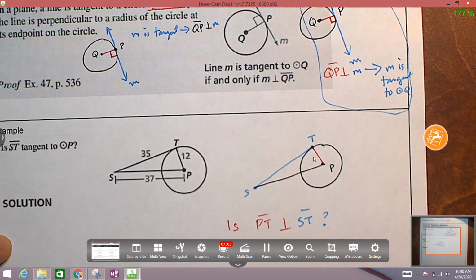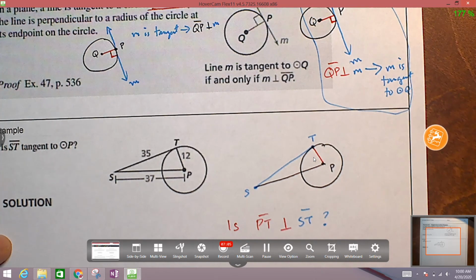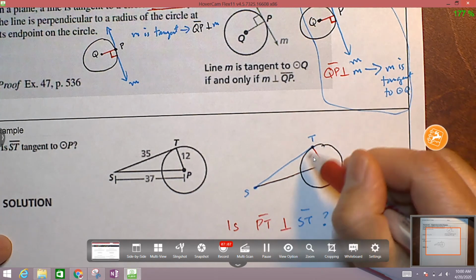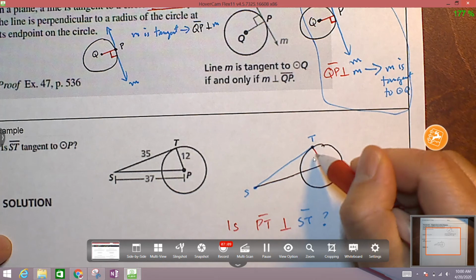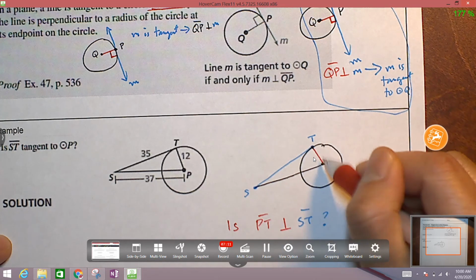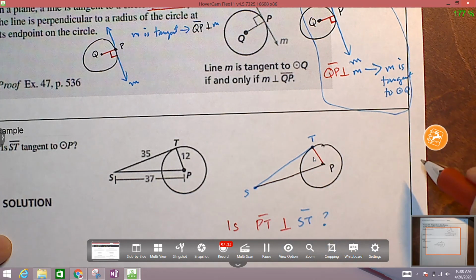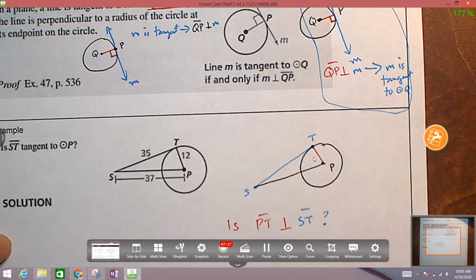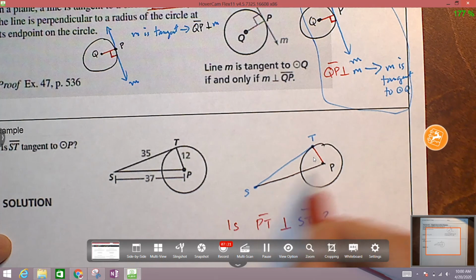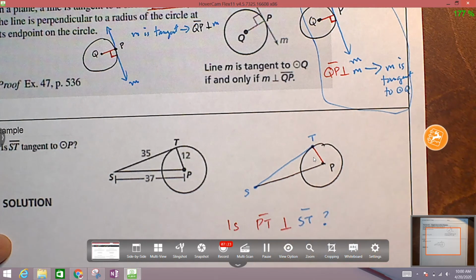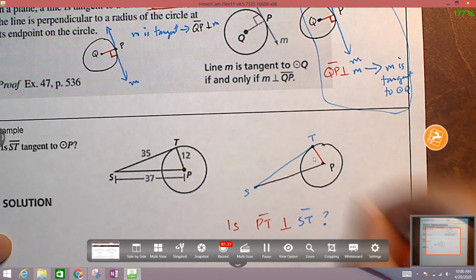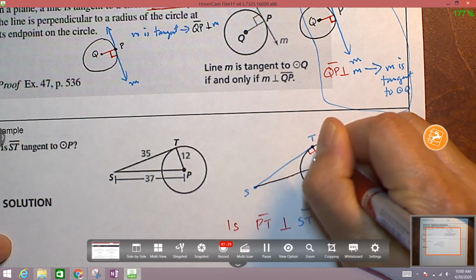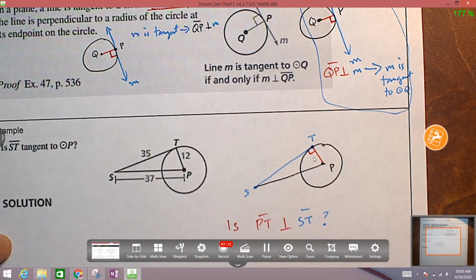And we want to know, is this a right angle right here? Because if these two things are perpendicular, if red is perpendicular to blue, then this will indeed be a right angle. And if that's a right angle, then this is a right triangle, where this is the hypotenuse. Segment SP is the hypotenuse, right? So this is what we want to see. Is this indeed a right angle?